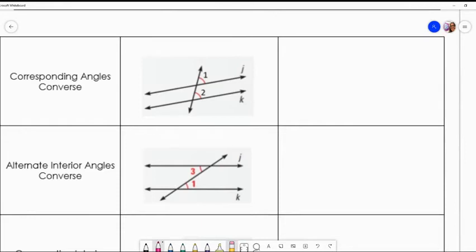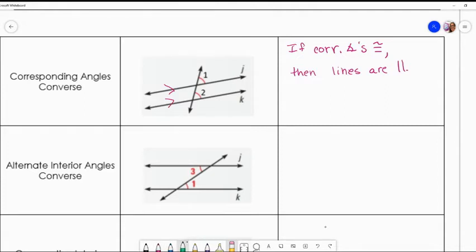So here we have a picture of two corresponding angles. Now, what the converse says is that if corresponding angles are congruent, and we can abbreviate corresponding angles are congruent, then the lines are parallel. So now we can mark those lines parallel. If we know those two are congruent, then we know those lines are parallel, okay?